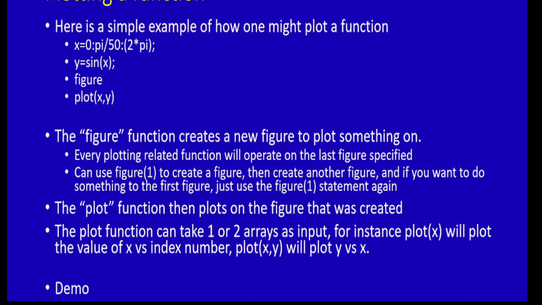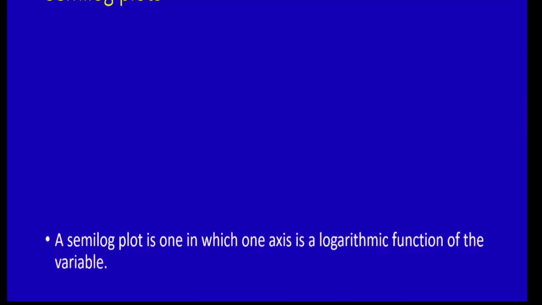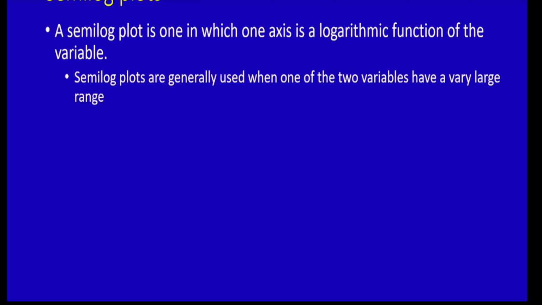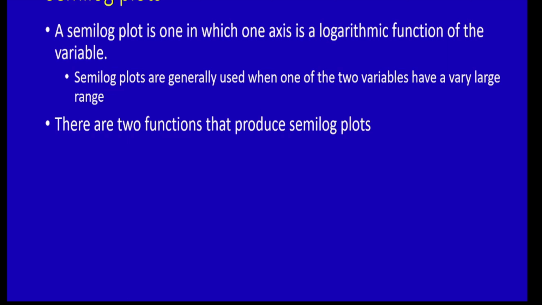So we just did the demo of plotting some functions. Now we're going to talk about semilog plots. In this case, let's say one axis has a very wide range of variables and the other range doesn't. So you might want to plot the log of that function on one axis. That's called a semilog plot. There are two functions that produce semilog plots. Not surprisingly, there's semilogx in case you want to compress the x-axis, or semilogy if you want to compress the y-axis. Let's show how that might work.